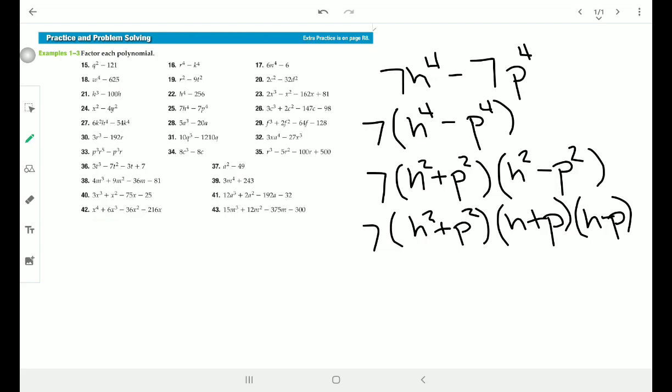We do not have a sum of squares factoring; that is not a thing, so we have to leave that one as it is. So that was number 25, and that was how you would do that problem.